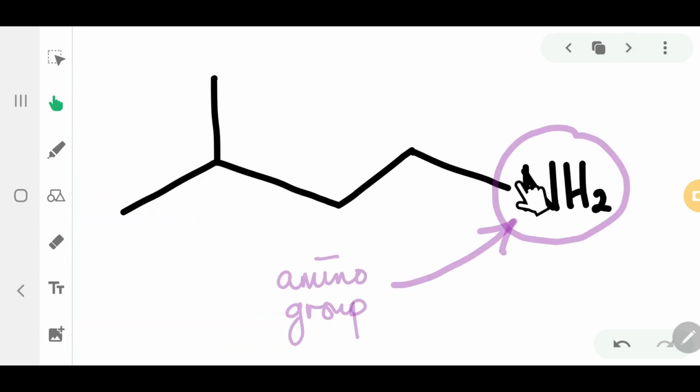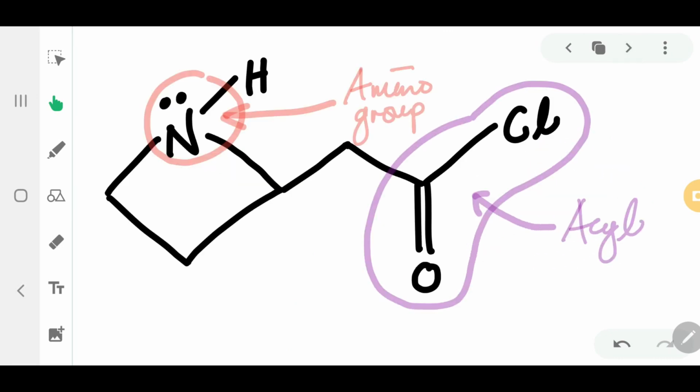So amino group looks like this. You have NH2. Remember, you don't have double bond O over here. If you have double bond O over here, that one will be carboxamide. But right now, you only have NH2 right here. So that one is also amino group, even though you have only one H, but that is N, so that is amino group.